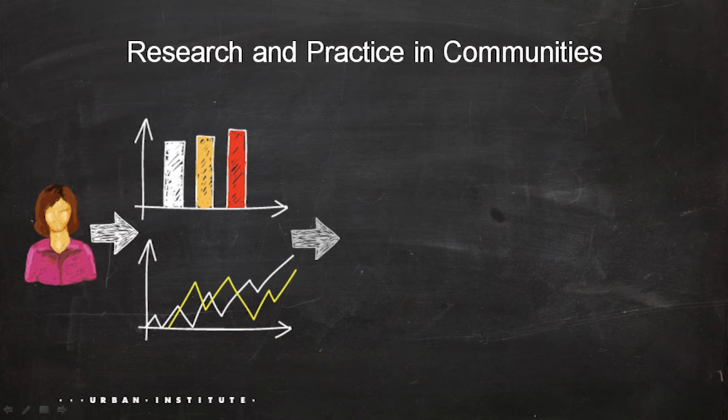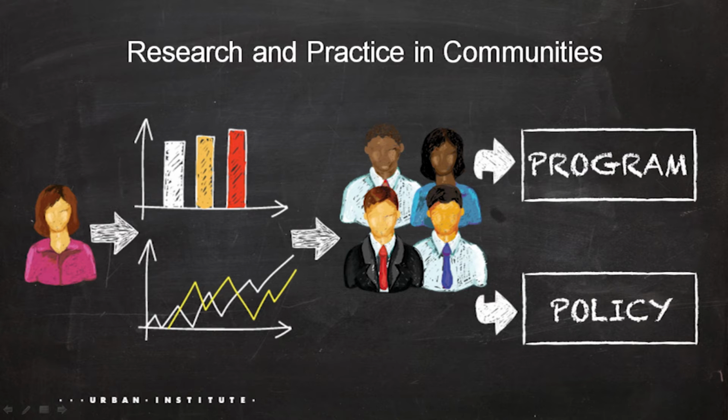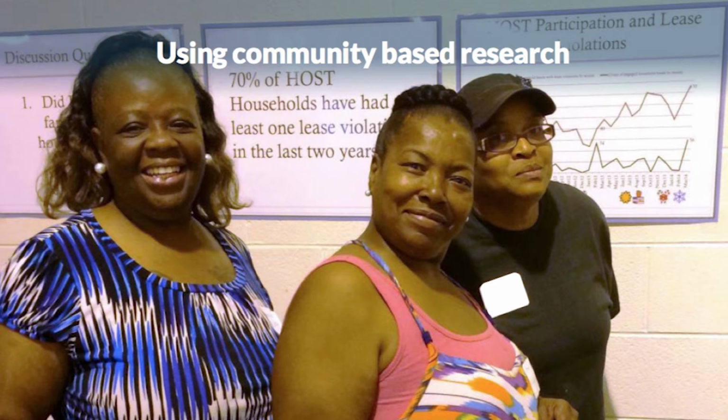A lack of involvement from community members and key stakeholders means a lot can be missing from researchers' findings and from programs and policies aimed at helping communities thrive. Here at Urban, we've begun to use various forms of community-based research and participation to improve our data collection methods, analysis, and most importantly, to improve the quality of policy recommendations, program evaluations, and practices.